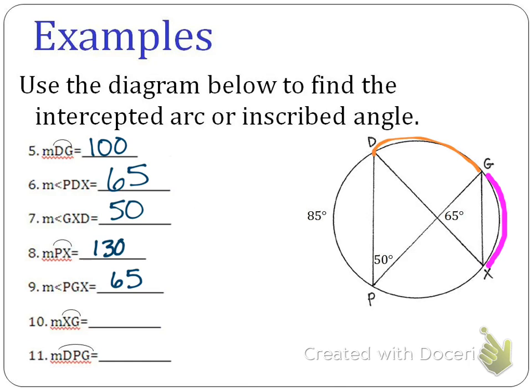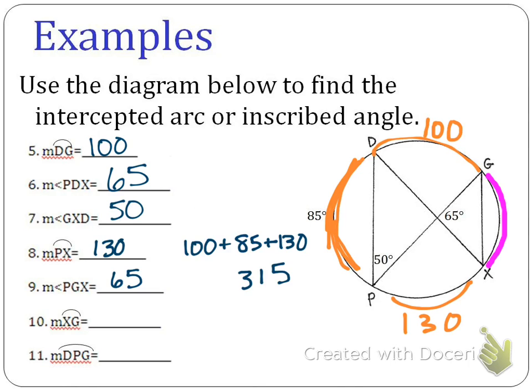We have actually found all of these other arc measures. Well, we actually didn't find this 85. It's already been there, but we found arc DG to be 100, and we also found arc PX to be 130. We could add these arcs up and subtract from 360. We get a total of 315 between all three of those. We'll take it away from 360. We get a measure of 45. So that arc is 45 degrees.